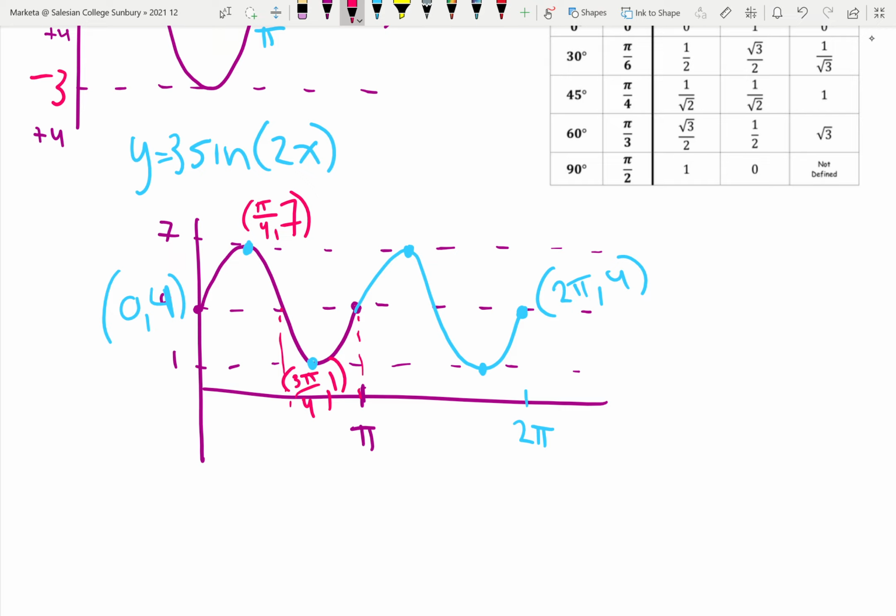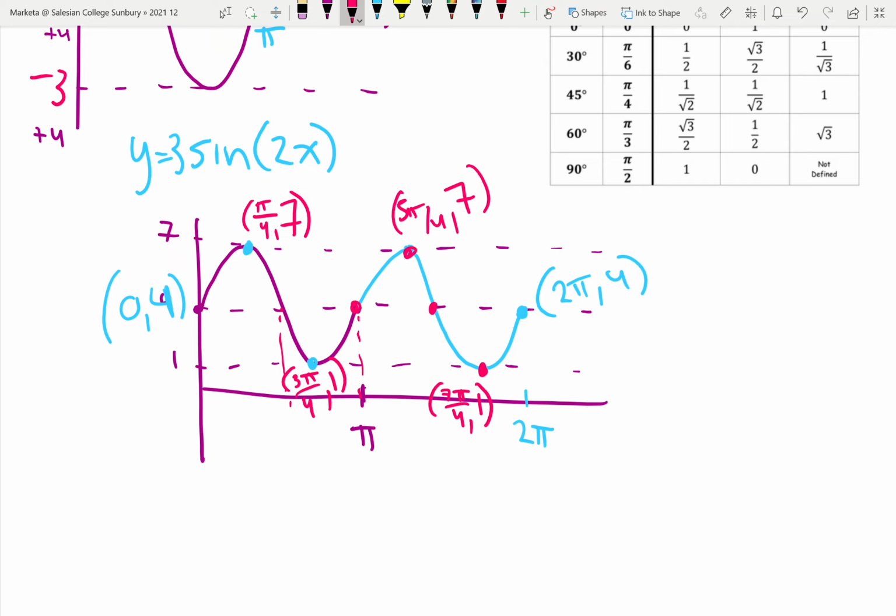4 pi on 4, which is here, 5 pi on 4, 6 pi on 4, 7 pi on 4, and of course 8 pi on 4, which is our 2 pi, 4 that we've written in there already. So that would be that. There are no x-intercepts, which is really good, and we can easily put the turning points in.